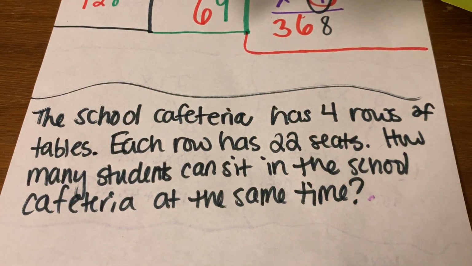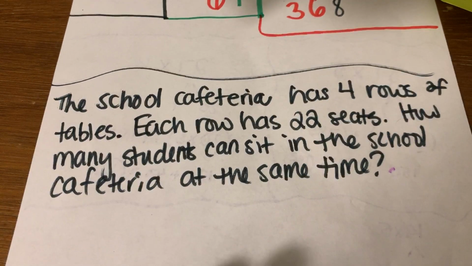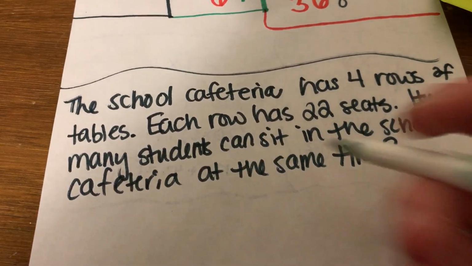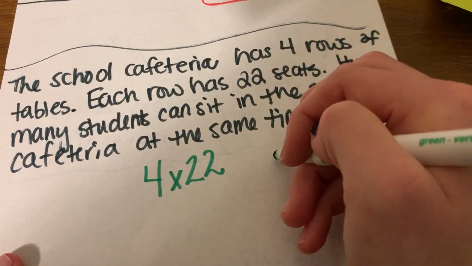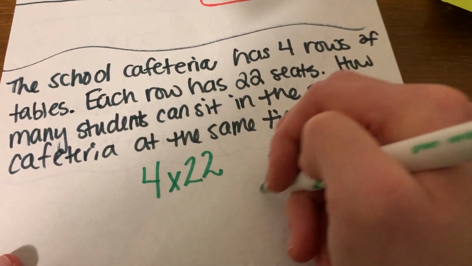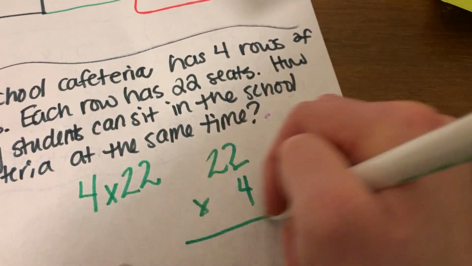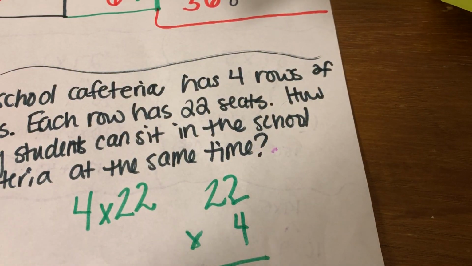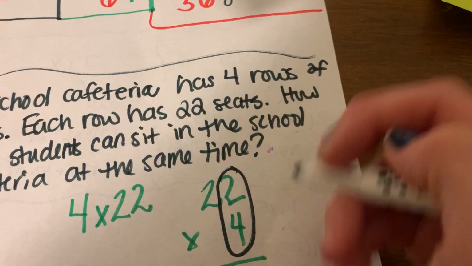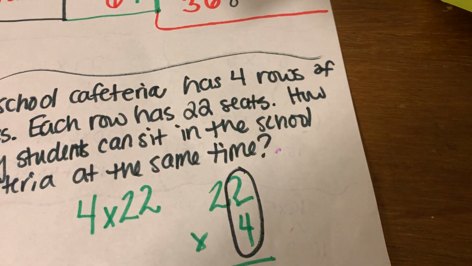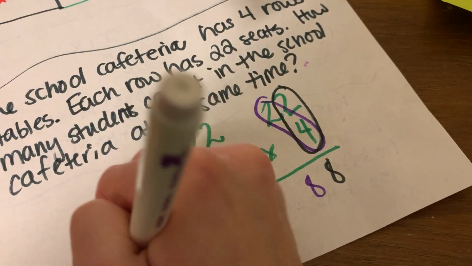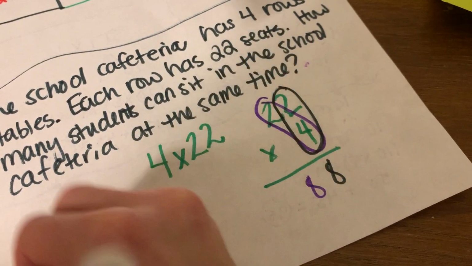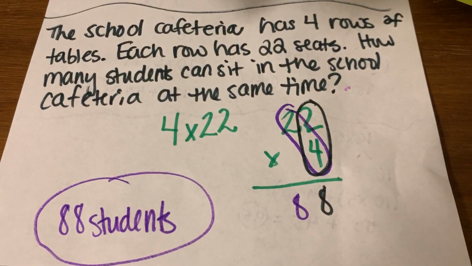Okay, the school cafeteria has 4 rows of tables. Each row has 22 seats. How many students can sit in the school cafeteria at the same time? So 4 rows times 22 seats. I'm going to stack this so that I can solve it using my traditional algorithm. 4 times 2 gives me 8. 4 times 2 gives me 8, so I can say that 88 students can sit in that school cafeteria at the same time.